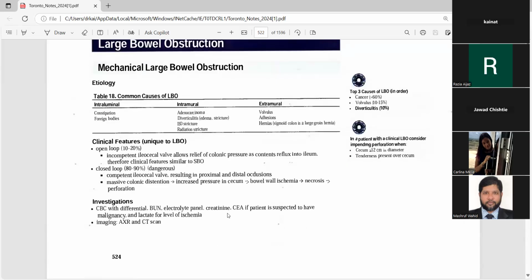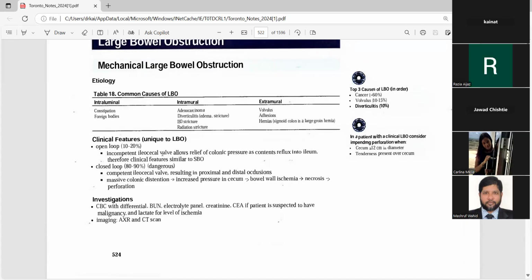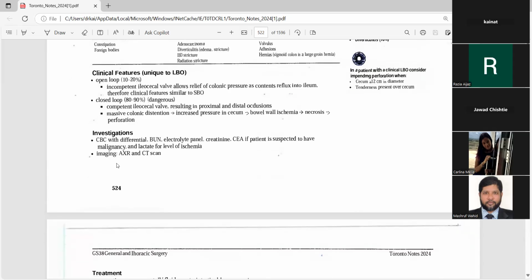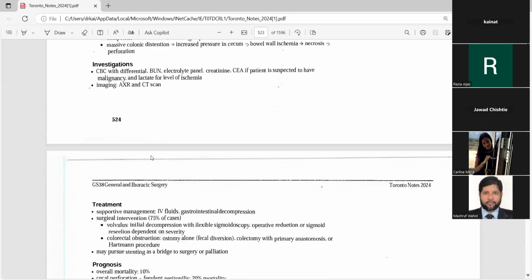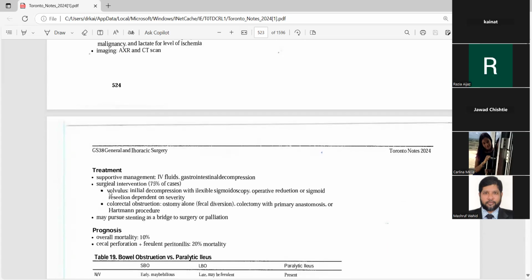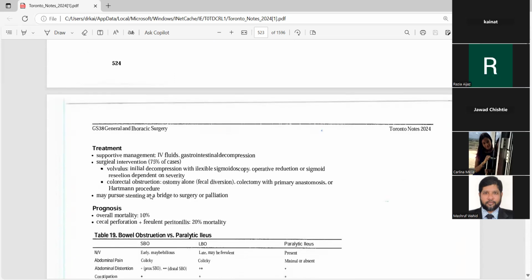Then comes the large bowel obstruction. We did the small one. The large one is kind of similar, but the etiology is different. So just look for the etiologies. Then it's basically investigation, the same: BGN, creatinine, CEA, abdominal and chest X-ray, starting with IV fluids, gastrointestinal decompression, then surgical intervention. The volvulus and those ones are going to be done by the surgeon.